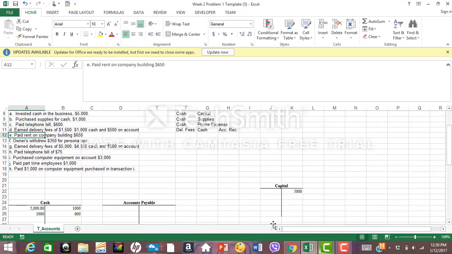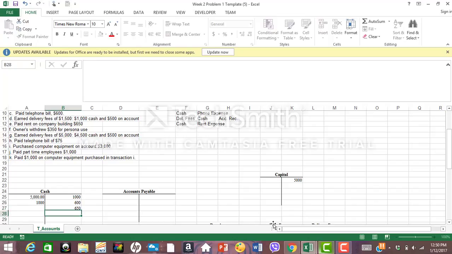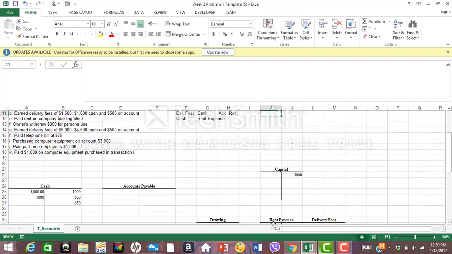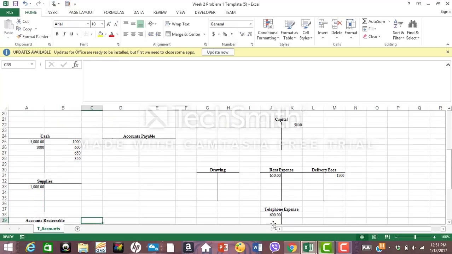The next transaction is transaction E. It says paid rent on company building for $650. We pay rent with cash, and it affects rent expense. We're taking money away from cash, so $650 under the credit side for cash, and rent expense is debited $650. The next transaction is owner withdrew $350 for personal use. Cash is getting affected, so we credit it by $350, and drawing we debit by $350.